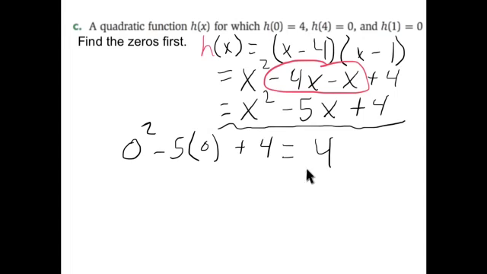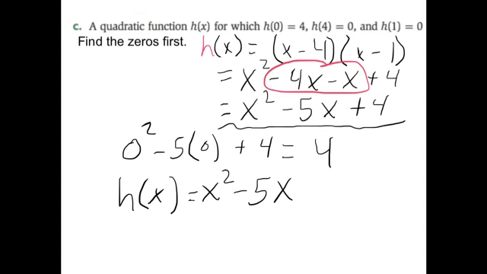There would be a thing with a multiplier, something, something else. We'll worry about that some other time. So this is h of x. h of x equals x squared minus 5x plus 4.